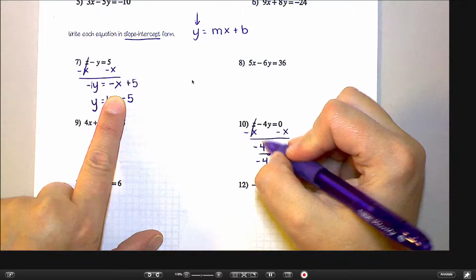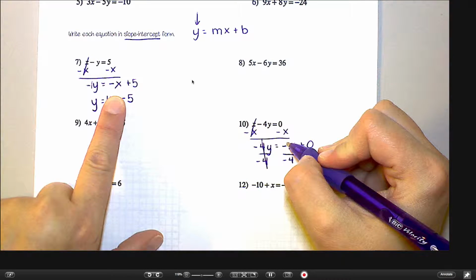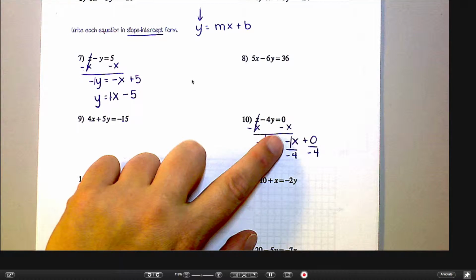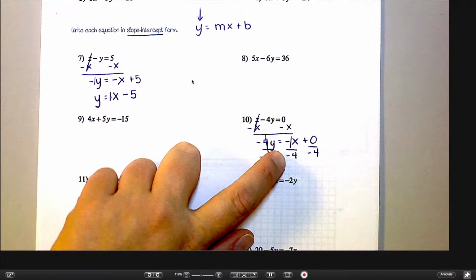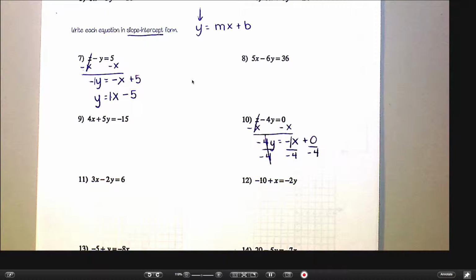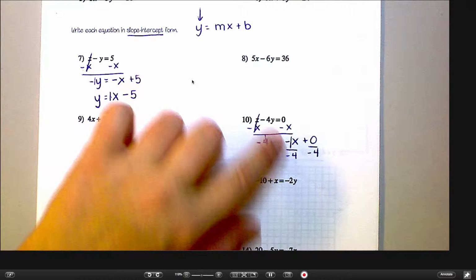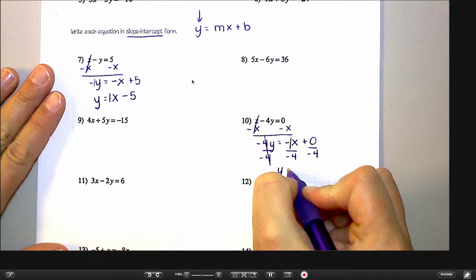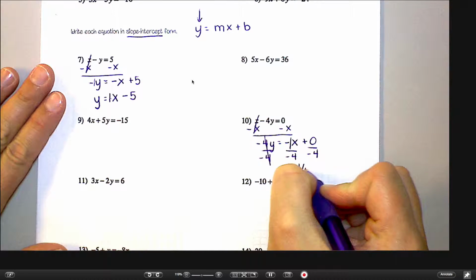So now this is gone. You really have a 1 in front of this x. So see how I have negative 1 over negative 4? That doesn't divide nicely. I would leave it as a fraction because that's your slope, and we like our slopes to be fractions. But what can I do to make it look nicer? Get rid of the negatives. I've got a negative and a negative, so I can make that a positive. So in my final answer, I'm going to make it 1/4 x.